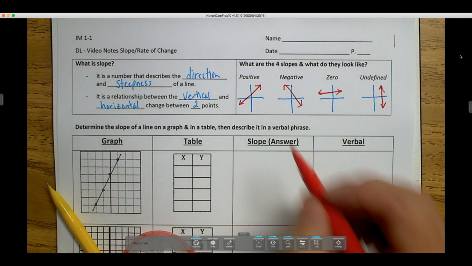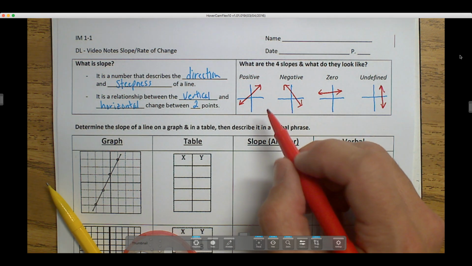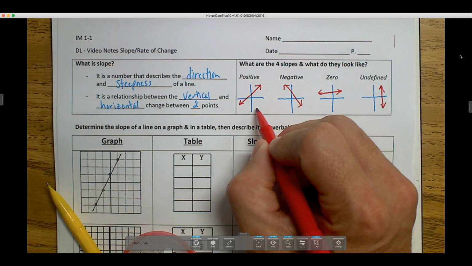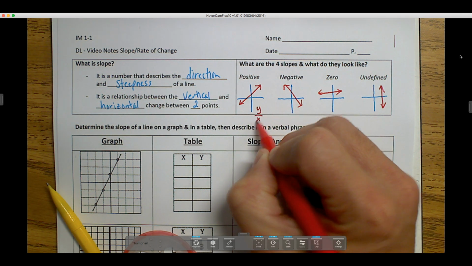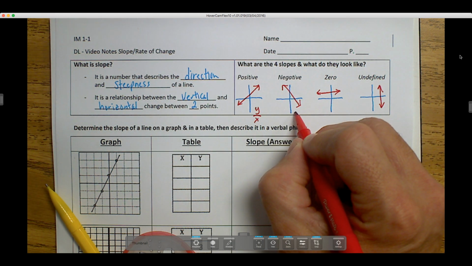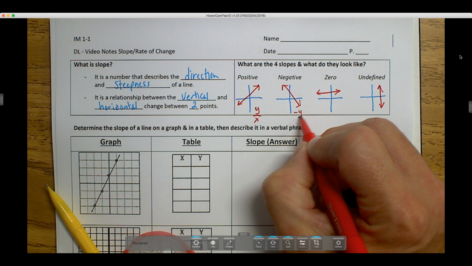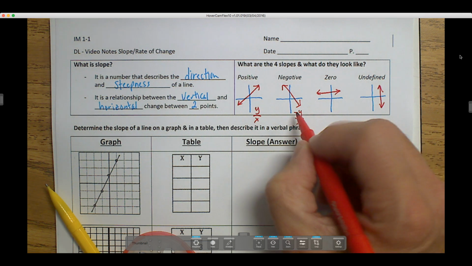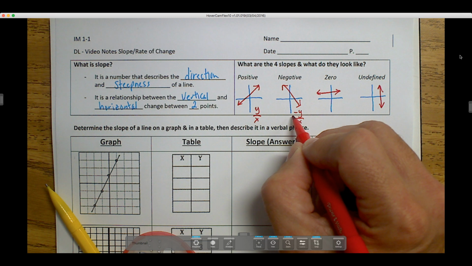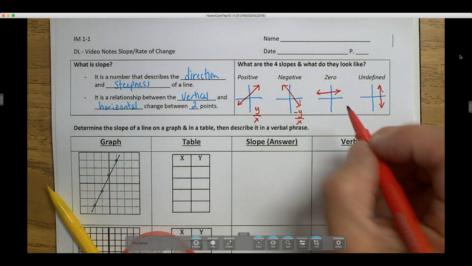The fractions that are going to go along with this, remember that slope is rise over run. So the y values are going to be up top. So positive slopes are always going to have a positive y over a positive x. A negative slope will have one of the values be negative. So I'm going to say a negative y over a positive x. But that negative sign could be with the x. It could also be just out in front of the fraction.